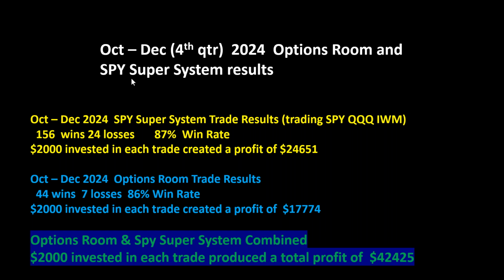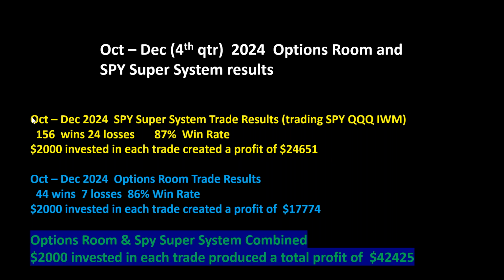All right, and this was the whole October, November, December. I just wanted to put together the accumulation of what we did SPY super system wise. Now the SPY super system trades, remember, these are the trades that I took because I don't post them, and I can't send them out on alerts. So these are the ones that I took. This is how I did with it. Your results are going to be different because you're going to manage them differently.